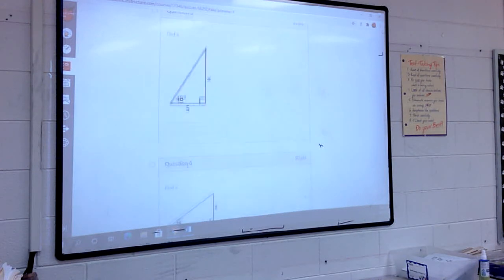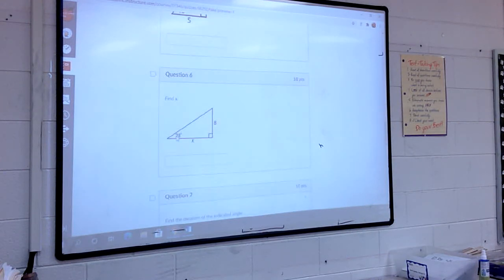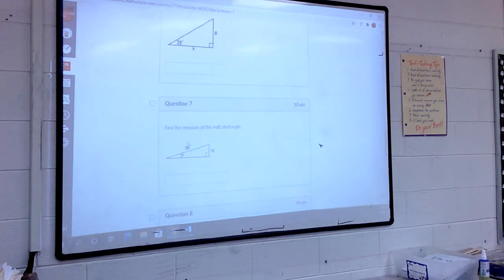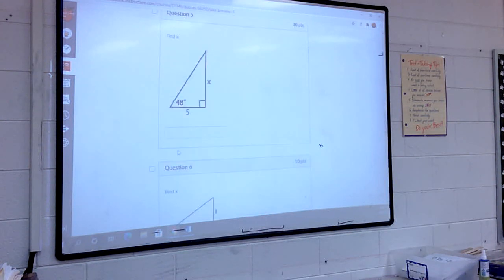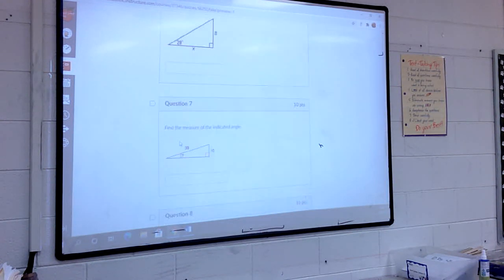Then we go to finding an angle. Here's the angle, opposite and adjacent. That's tangent. So we're going to do tangent of 28 equals opposite over adjacent. Here is an angle. In this one, we don't know the angle. Okay, it says find the measure of the angle. That's what we're trying to do. So instead of trying to find the missing side, we're trying to find the missing angle. Opposite and hypotenuse. So we're going to use sine of opposite over hypotenuse.